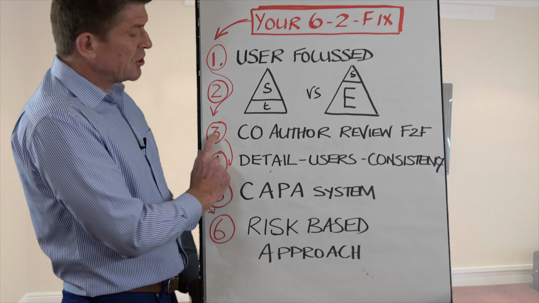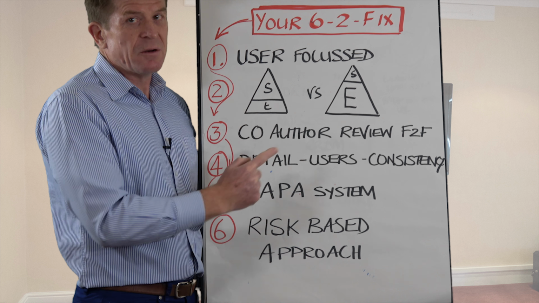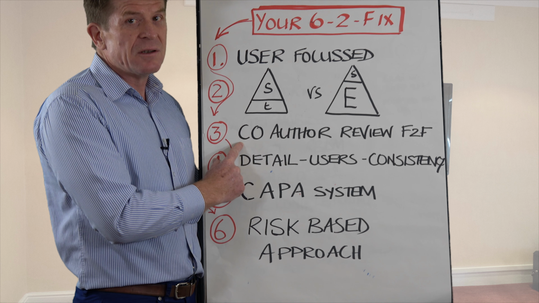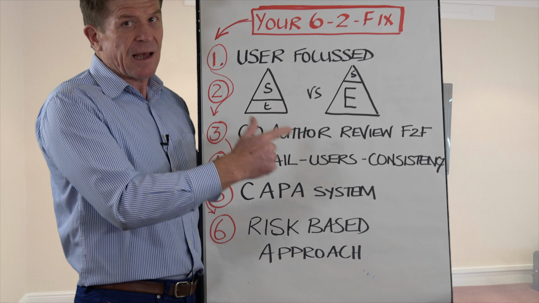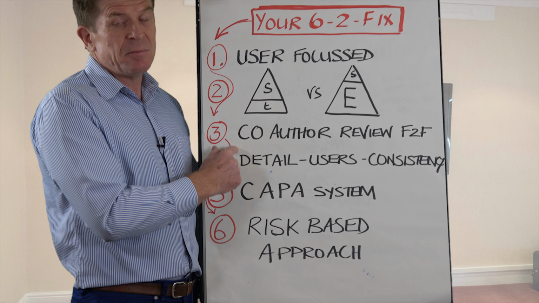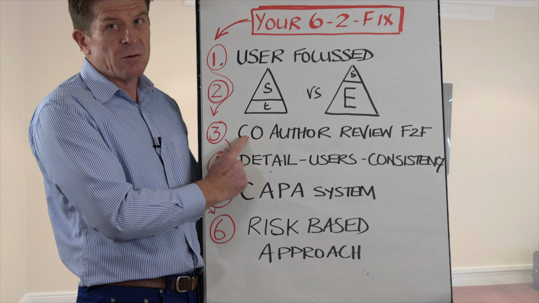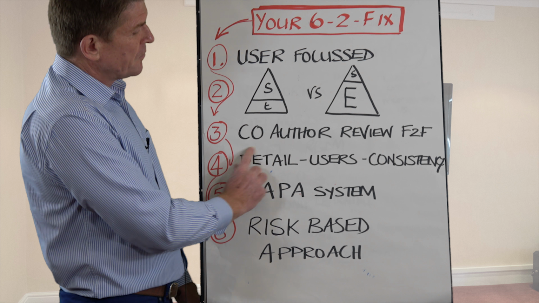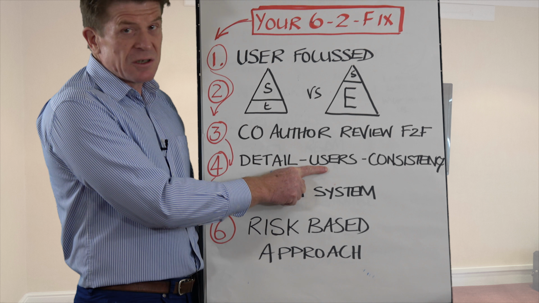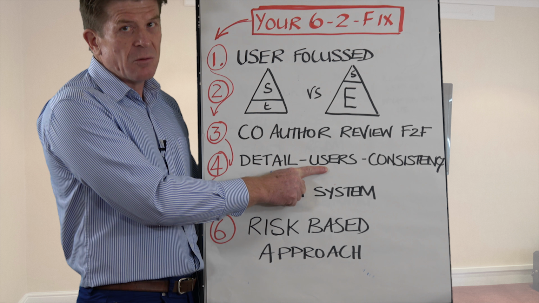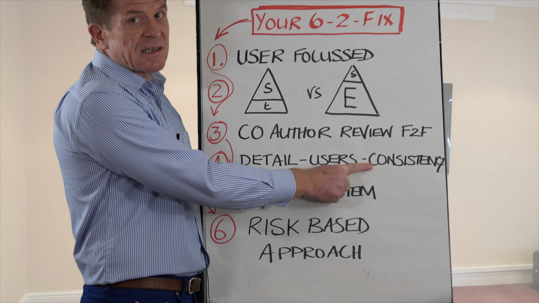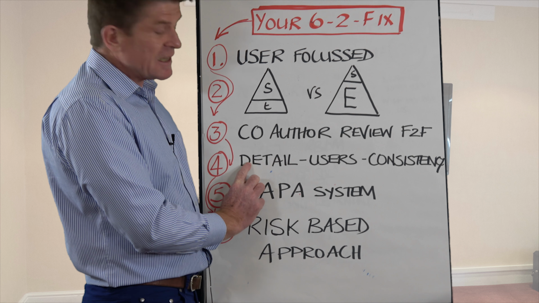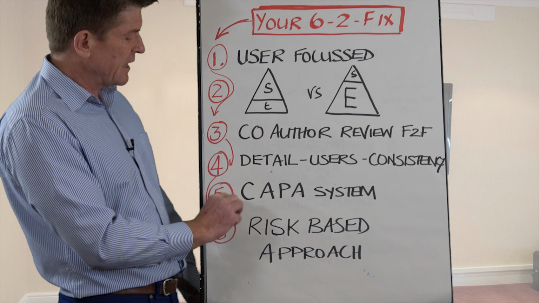Number 3, do the co-author review face-to-face. Don't do it remotely. When you do it face-to-face, you challenge the comments from co-authors who are well-intentioned in adding detail, but often it's added because they don't really understand. So always do the co-author review face-to-face and never remotely. And remember, the detail has to be sufficient for the users, not the administrators or the co-authors, to ensure that the task can be done efficiently and consistently. So really the users dictate the level of detail that goes into the SOP.